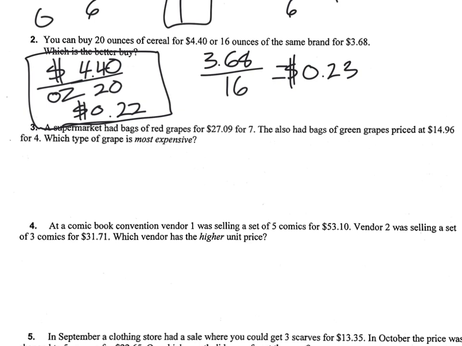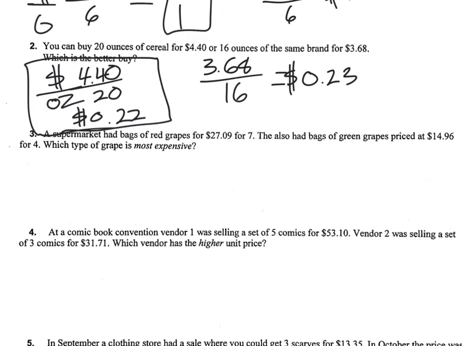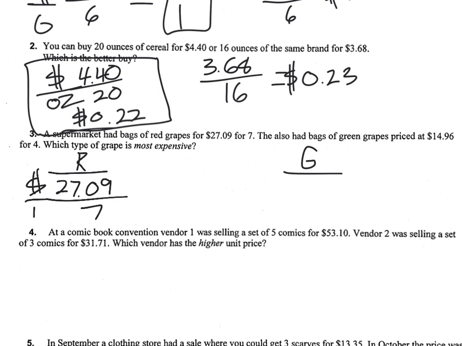So we're really comparing here. So we're talking about red grapes and we're talking about green grapes. Now under the red grapes, we know that it's $27.09 for 7 bags. So again, we're comparing money to bags. And over here on this one, we're comparing $14.96 for 4 bags. So we just have to use division to figure out what the unit rate is for this.